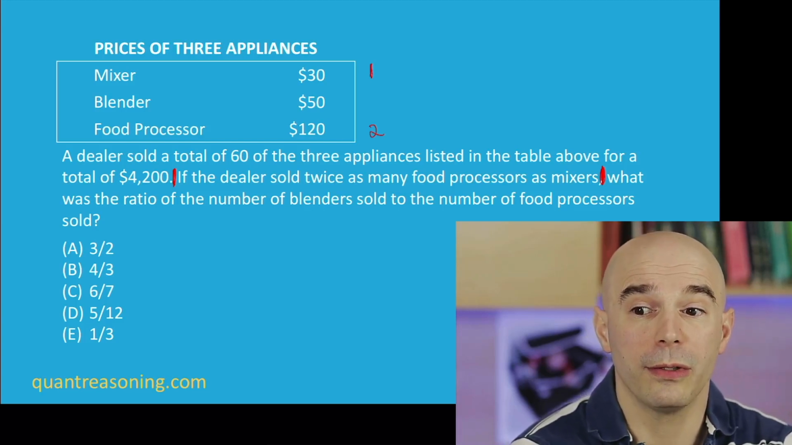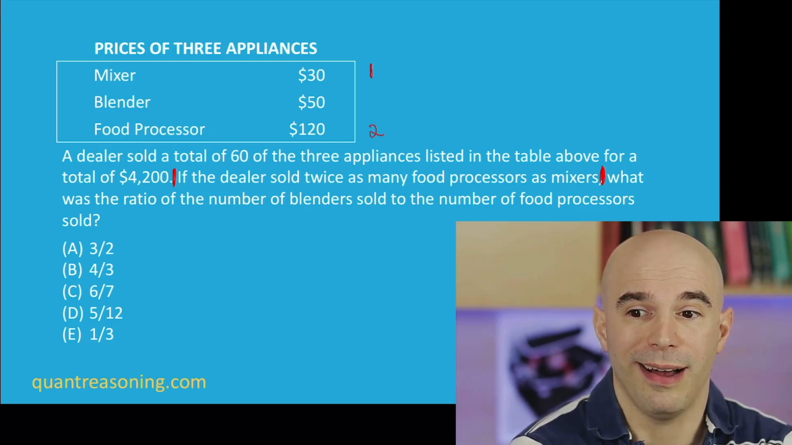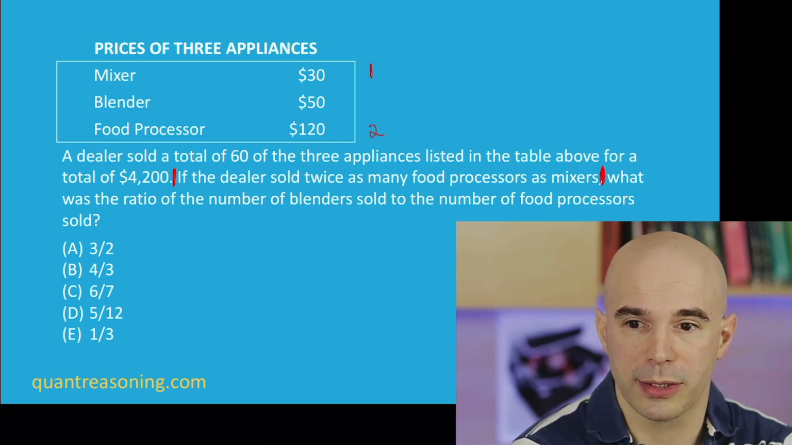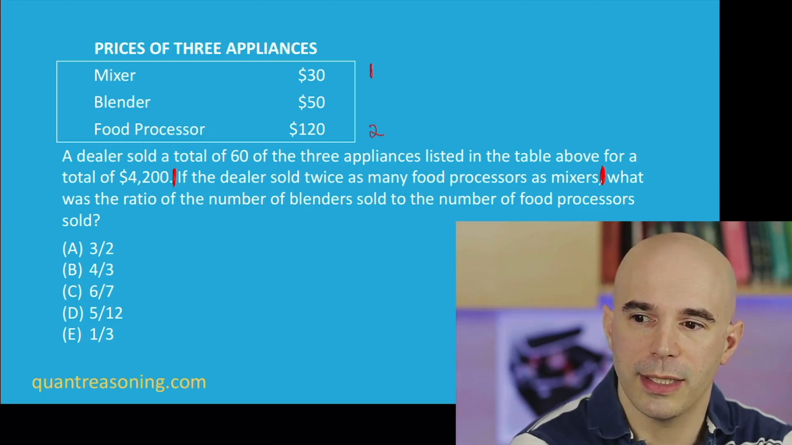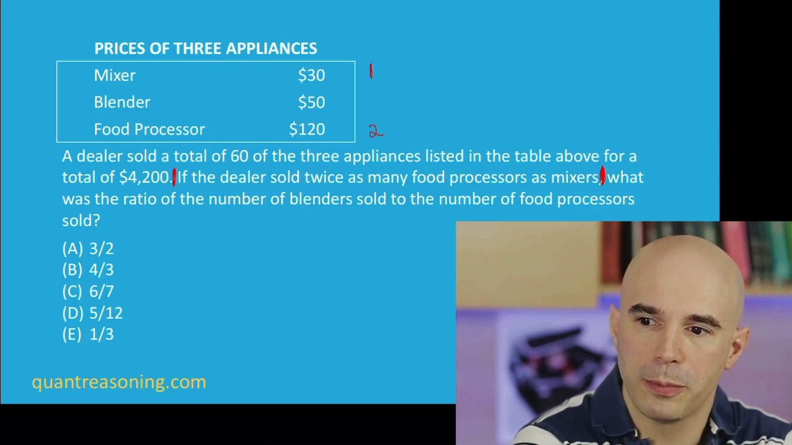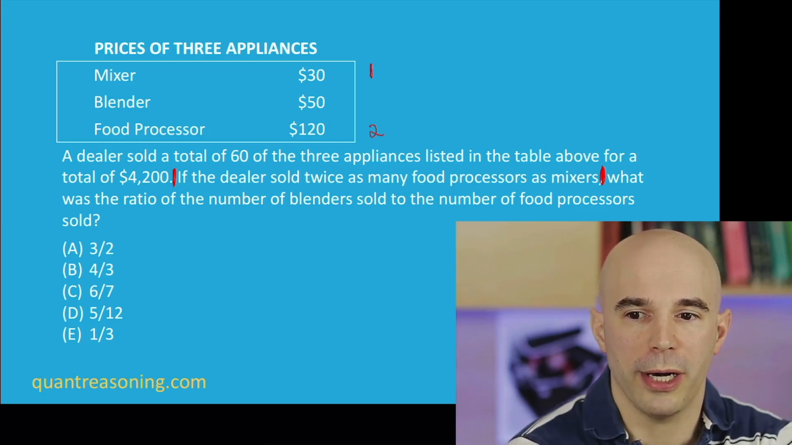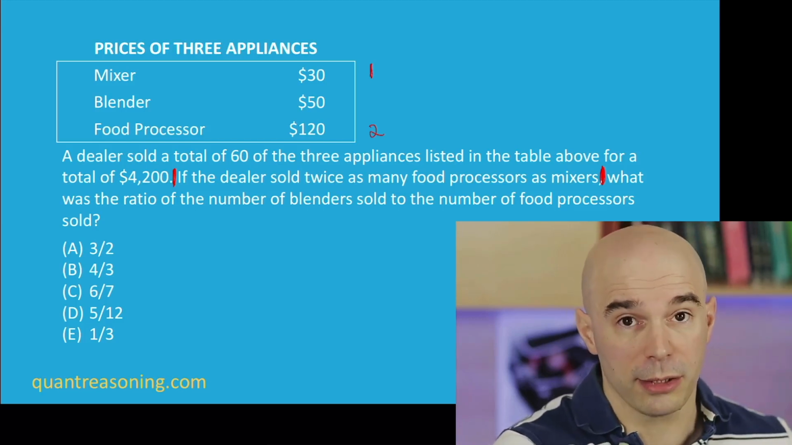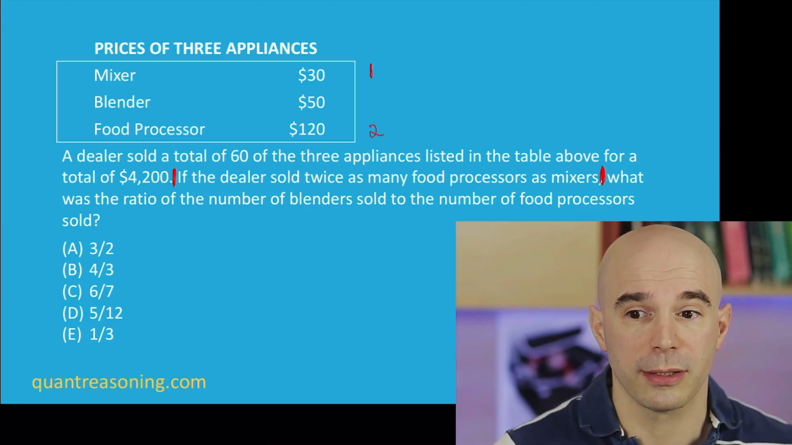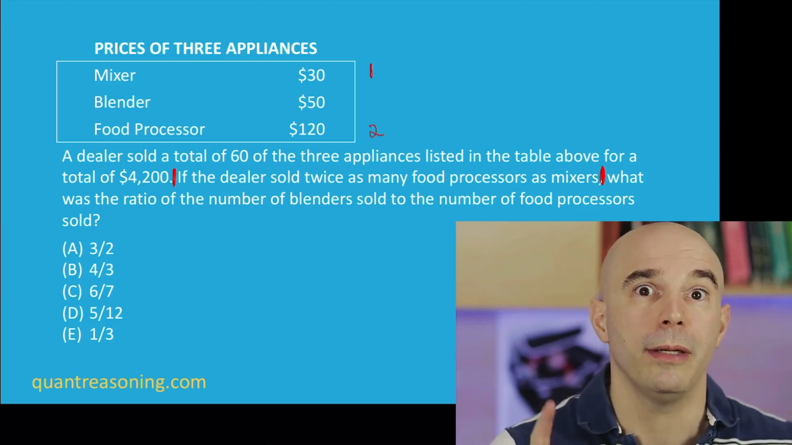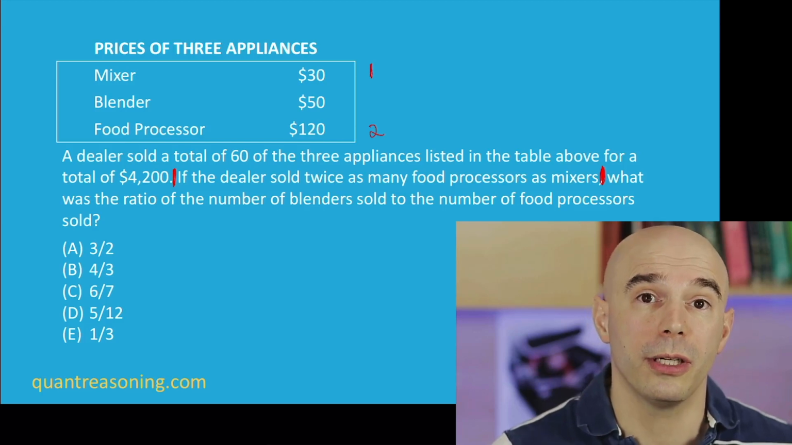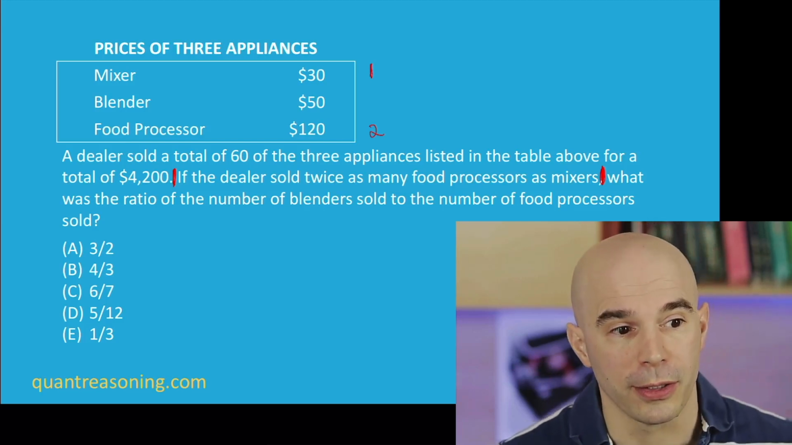Well, we don't know about the blenders though, so I can't say how many food processors were sold, and I can't say how many mixers were sold. All I can say is that there are twice as many food processors as mixers, which means, just as Eric said, that the average price, if we're ignoring blenders for a moment, just looking at food processors and mixers, the average price must be twice as close to 120 as it is to 30.